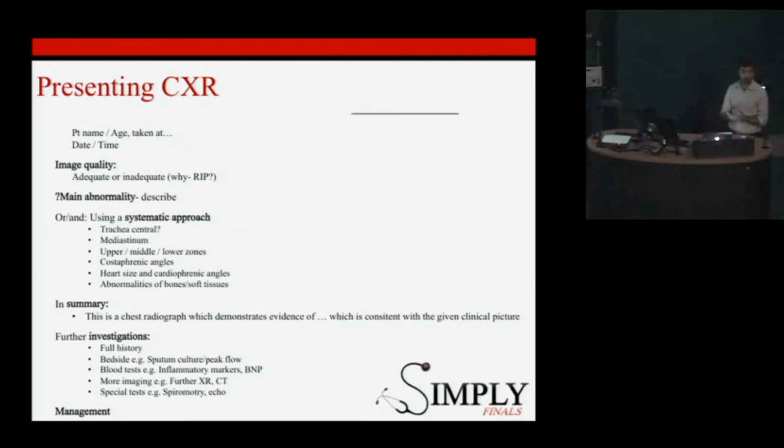And then, again, like everything you do in OSCEs, like we keep talking about, you say, in summary. So rather than just stopping there, because the examiner will have some difficult questions or difficult ways of asking the question, you say, in summary, this is a chest X-ray or chest radiograph, which demonstrates evidence of left lower lobe pneumonia, which is consistent with the clinical picture.